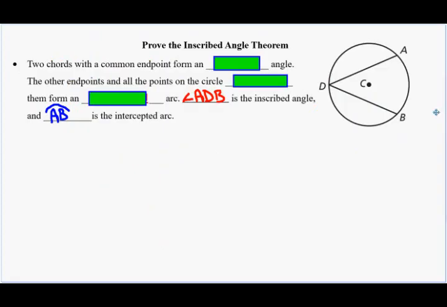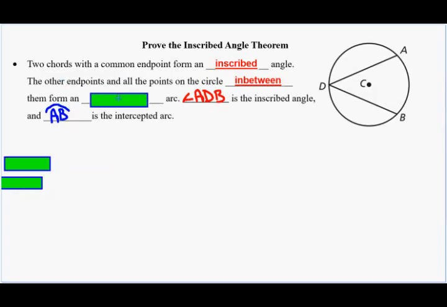Okay, we got some more fill in the blanks here. Prove the inscribed angle theorem. Two chords with a common endpoint form an inscribed angle. We saw that in the last video. The other endpoints and all points on the circle in between them form the intercepted arc.